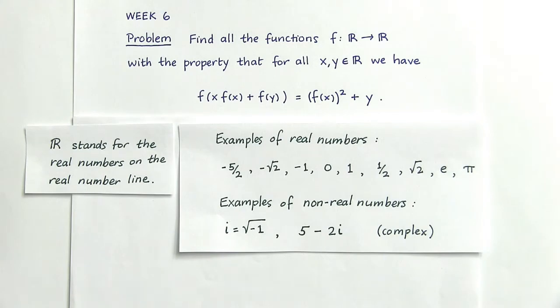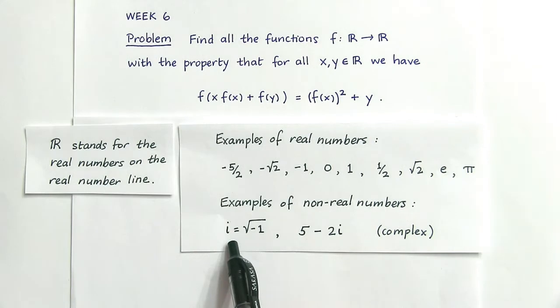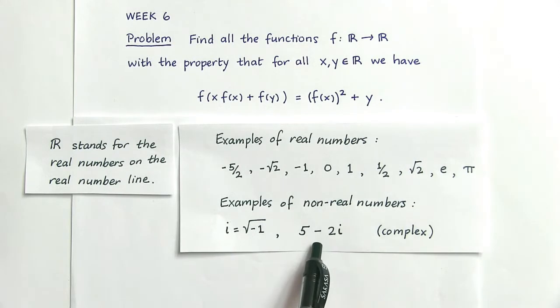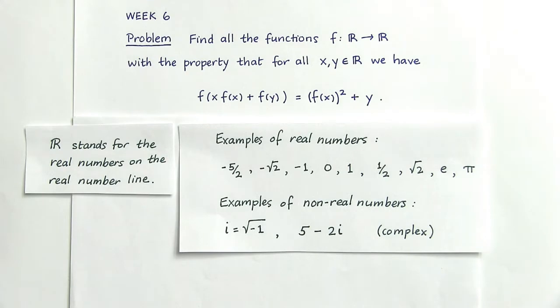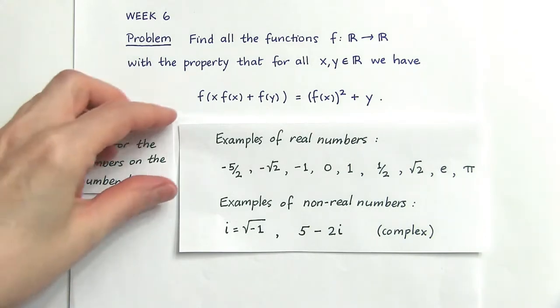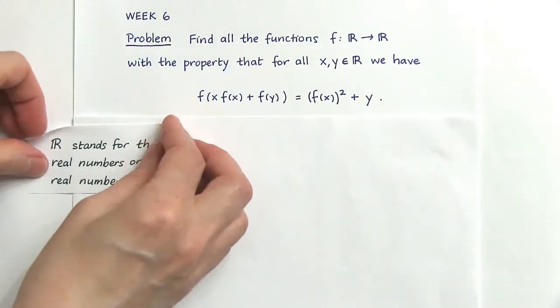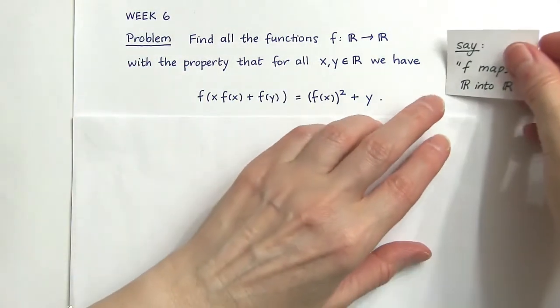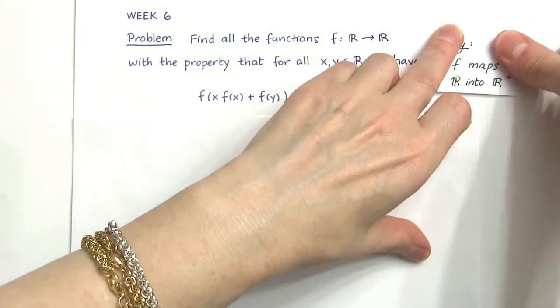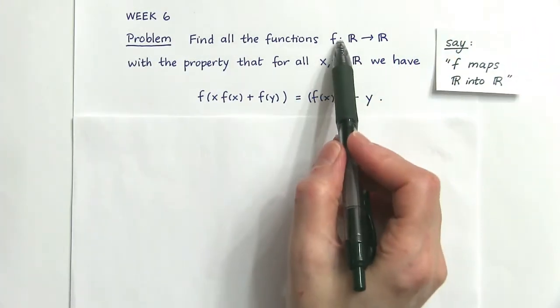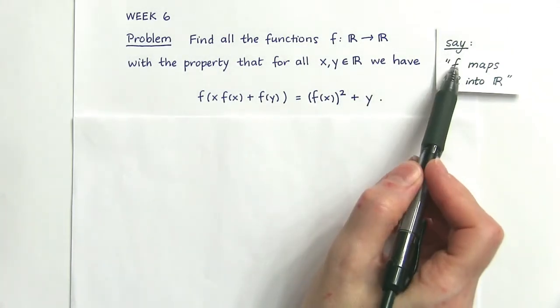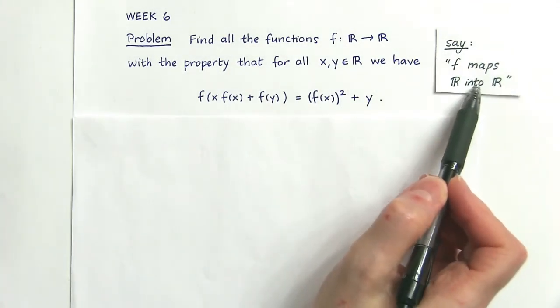On the other hand, the square root of -1, which we usually denote as i, is an imaginary number. It's not a real number. Or 5 minus 2i, that's a complex number, not a real number. Next, when we write this symbol, we say f maps the real numbers into the real numbers.